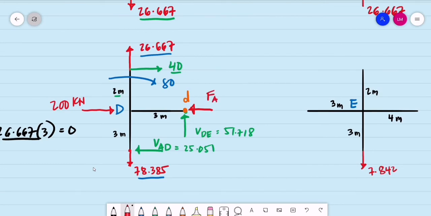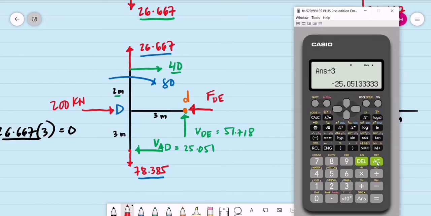This is the axial force for beam DE. Take note of the color code. I'm using red for the axial force, green for the shear, then blue for the moment. So by summation of forces horizontal, I think we may do the direct computation. That is 200 minus 25.051, then plus 40. That is 214.949.